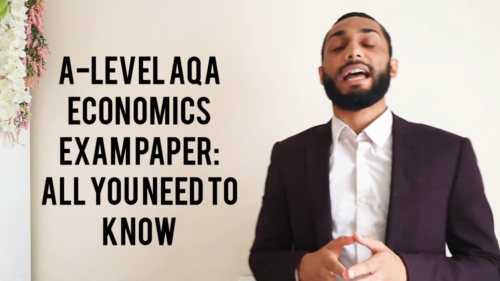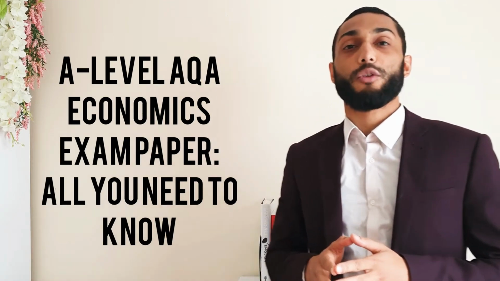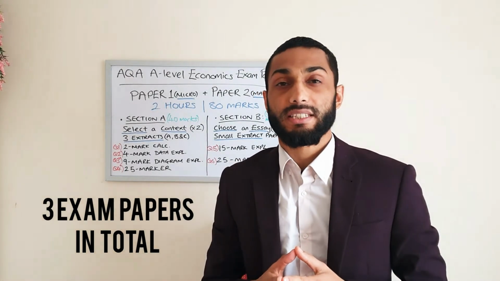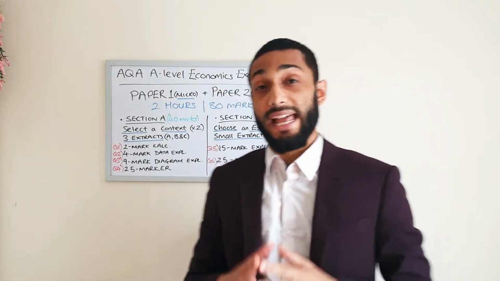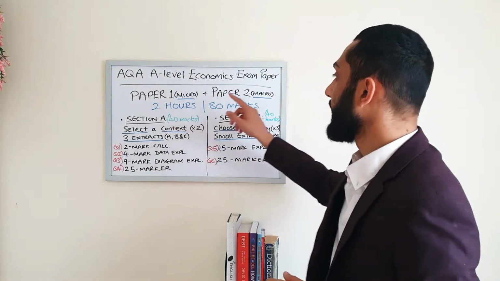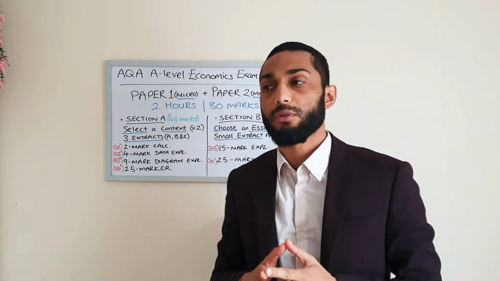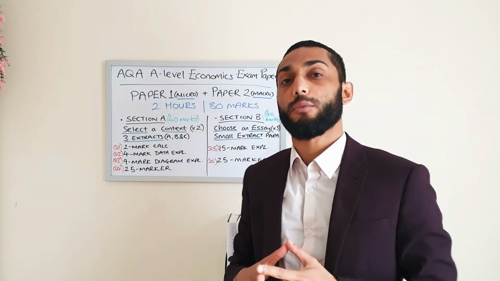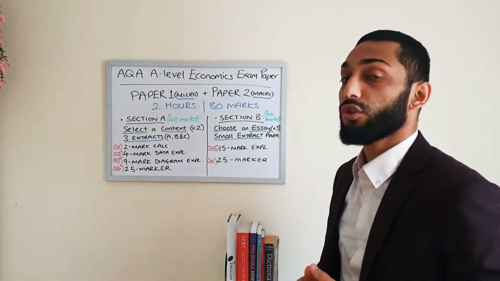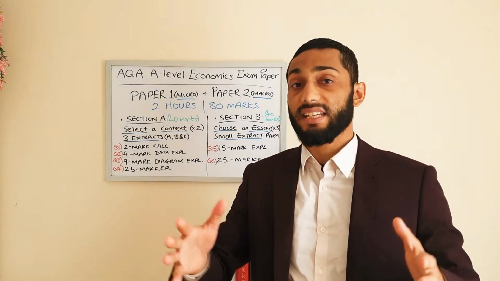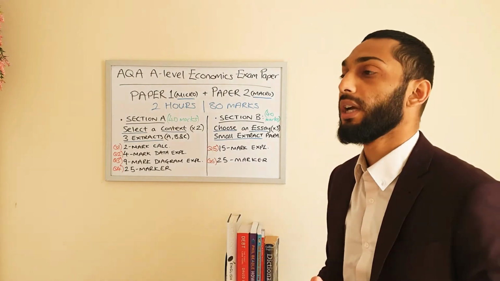Let's have a look at the AQA A-level Economics Exam paper. There are 3 exam papers for the AQA A-level Economics Exam that you will have to sit at the end of the year. Let's look first at paper 1 and paper 2, and then we'll take on paper 3. Paper 1 is going to be based on microeconomics, and paper 2 on macroeconomics. Very similar to the AS exam papers: paper 1 micro, paper 2 macro.